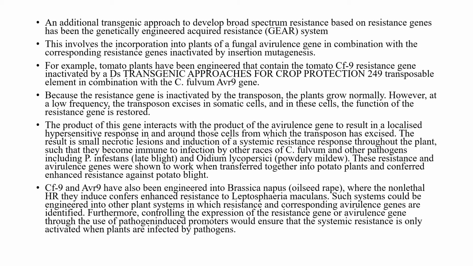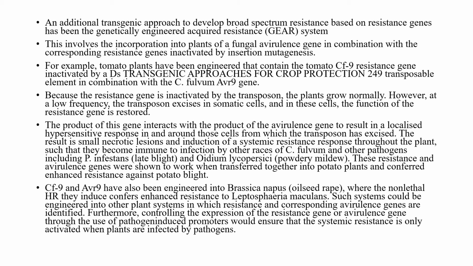These resistance and virulence genes have been shown to work when transferred together into potato plants, and they confer enhanced resistance against potato blight diseases. Cf9 and Avr9 have also been engineered into Arabidopsis, where they confer enhanced resistance. Such a system could be engineered into another plant system in which the resistance and corresponding virulence genes are identified.